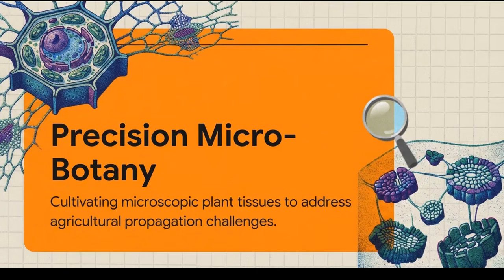So, what exactly is precision microbotany? At its core, it's the advanced application of highly specific structural methodologies to cultivate microscopic plant tissues. We're talking about biological interventions so incredibly tiny that they fundamentally redefine how we preserve, protect, and grow plant life to solve some pretty major challenges in agricultural propagation.